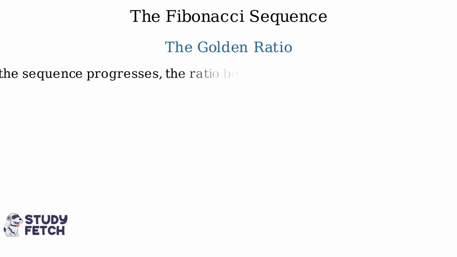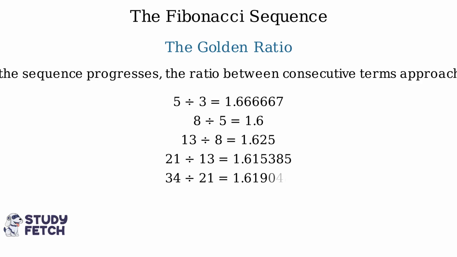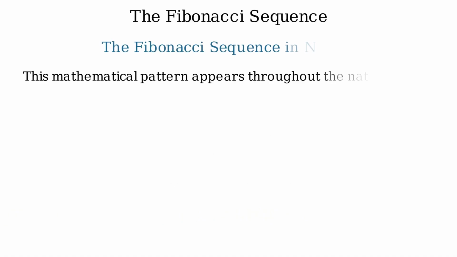A fascinating property emerges when we look at the ratio between consecutive Fibonacci numbers. As the sequence progresses, dividing each number by its predecessor approaches a specific value. This value is known as the golden ratio, phi, approximately equal to 1.618. This mathematical pattern appears throughout the natural world, suggesting it may represent an optimal arrangement for growth and efficiency.